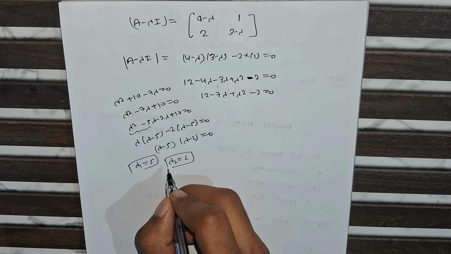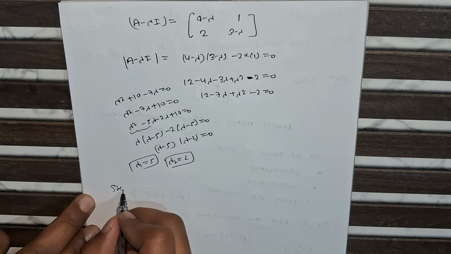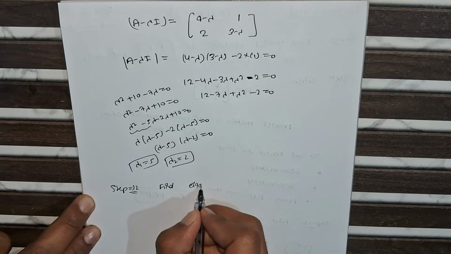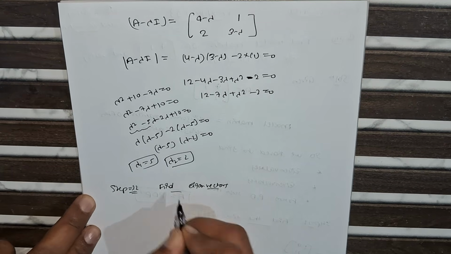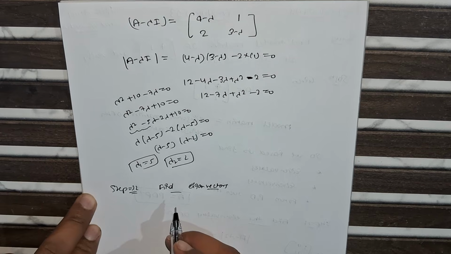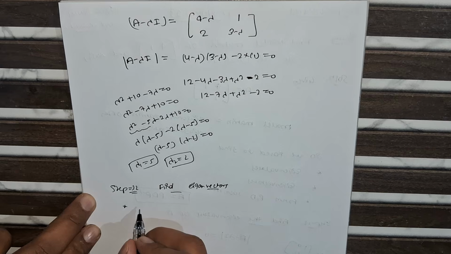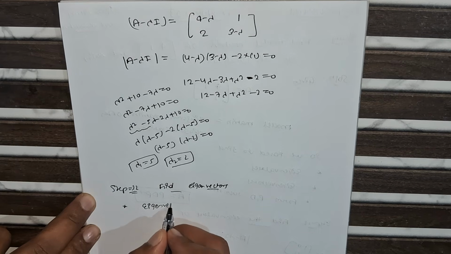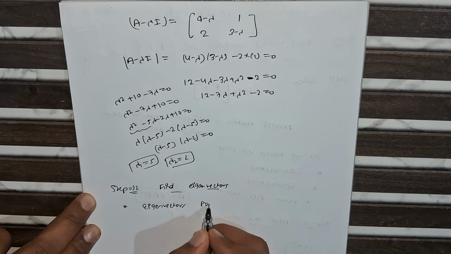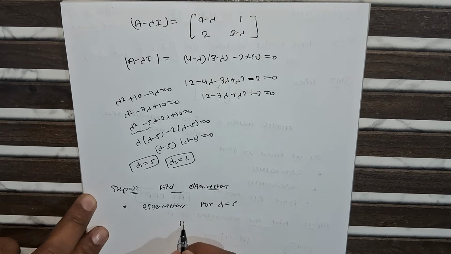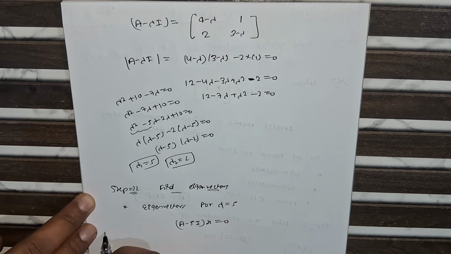Now we have to find the eigenvectors. So in step 2, we have to find the eigenvector. How can we find the eigenvectors? We have to find the eigenvector for lambda 1 and lambda 2. So first we find the eigenvector for lambda 1, which equals 5. How can we find it? We solve A minus 5 into I into X equals 0. X is nothing but the eigenvector, which is [x; y].